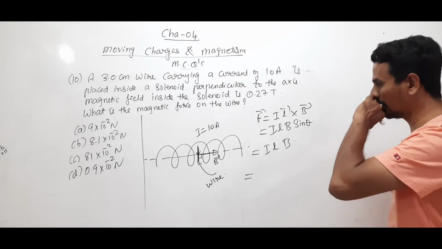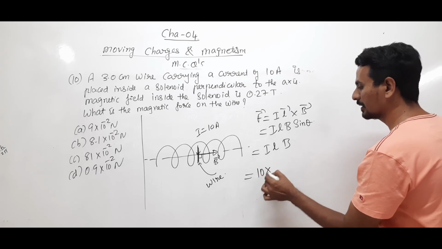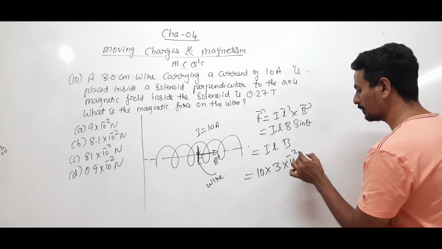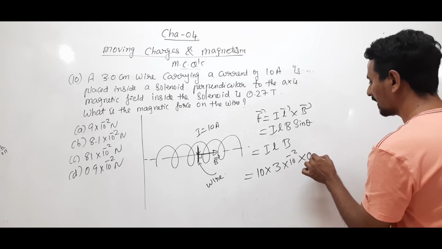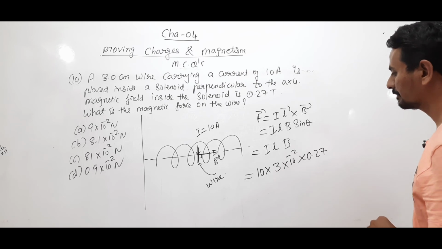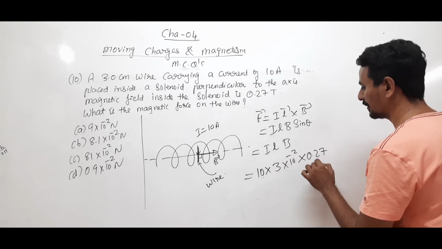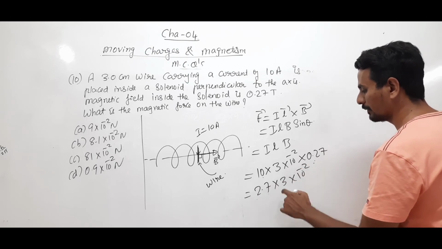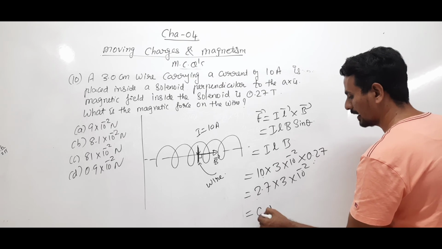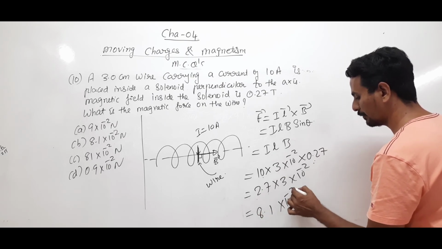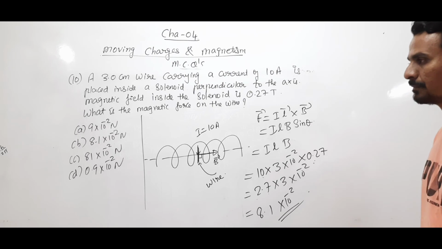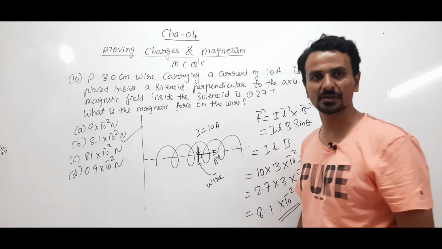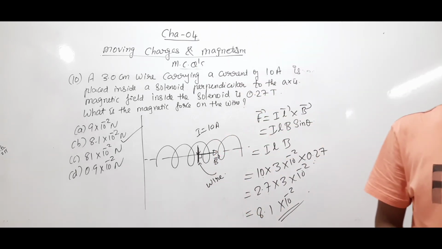Substitute the values. Current is 10 ampere, length 3 centimeters, so that is 3 into 10 raised to minus 2. Magnetic field is 0.27 Tesla. Clear? So this will be 2.7 into 3 into 10 raised to minus 2. So 8.1 into 10 raised to minus 2. This will be the force, right? So that means B is the correct answer. 8.1 into 10 raised to minus 2. Clear? Fine. The next one.